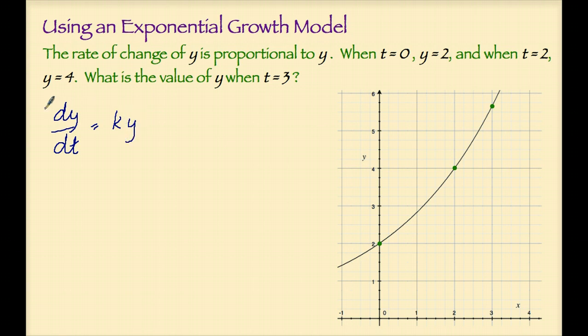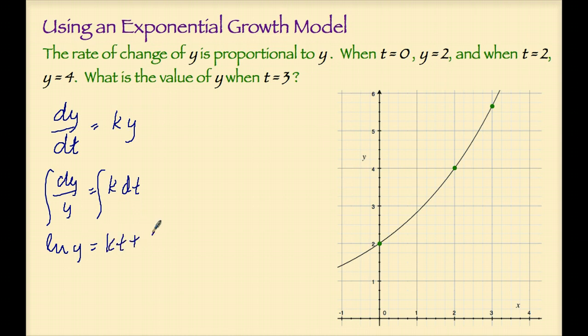Let's solve this equation. First, we'll multiply both sides of the equation by dt and divide both sides of the equation by y. dy over y is equal to k dt. Integrating both sides gives us natural log of y is equal to kt plus c sub 1. Exponentiating both sides gives me y equals e to the kt plus c sub 1, which, as we know, can be written as y equals c e to the kt.